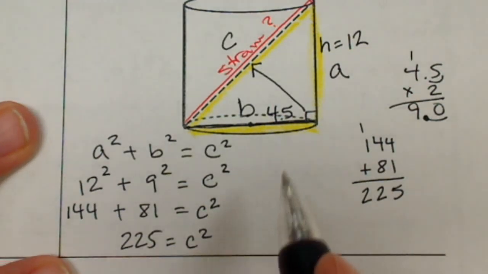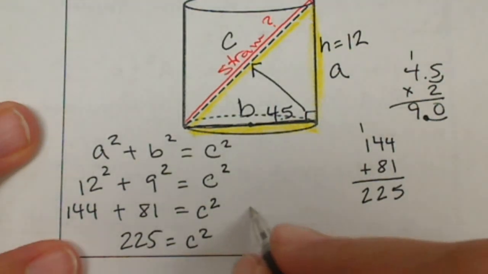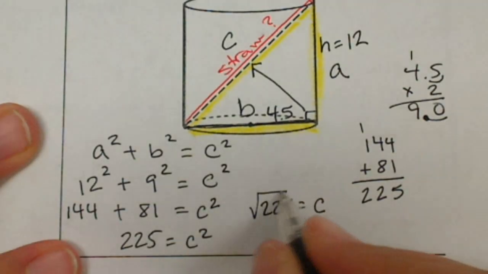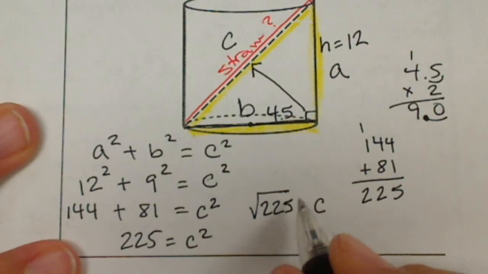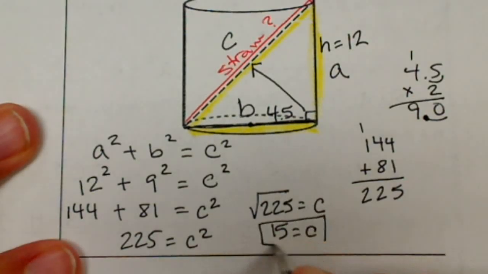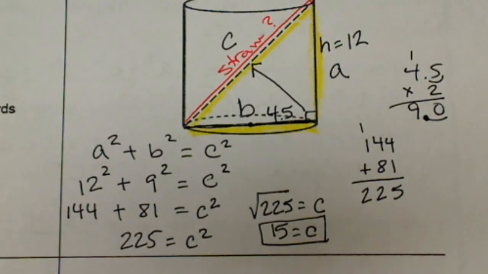But I don't need the area of that square. I need the side length. So there's one last step, which is to take the square root of 225. And if I memorize my perfect squares, I know that the square root of 225 is 15. So the longest straw that could fit inside there is 15 centimeters.